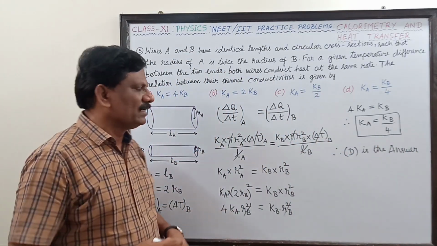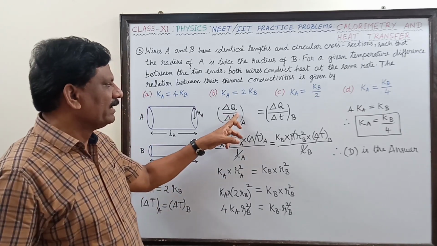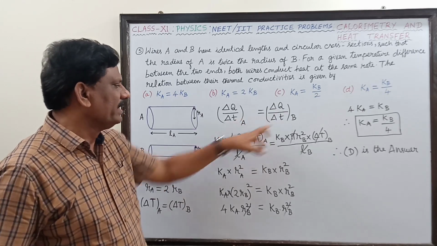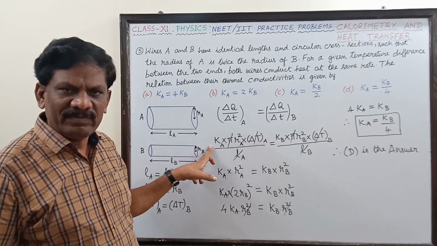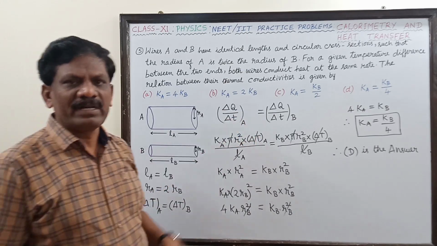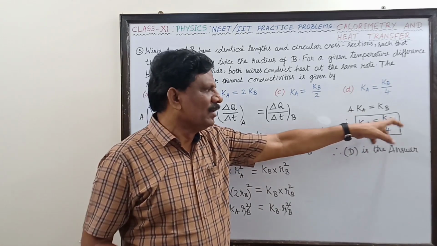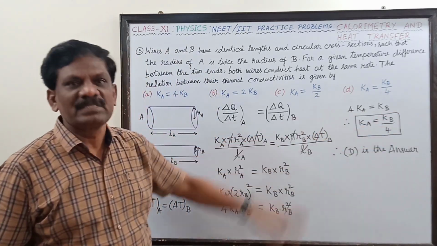So this is based on the definition of thermal conductivity. We write an expression for the rate of flow of heat in terms of the thermal conductivity, and equating that rate of flow for A to that of B, we have solved and got Ka is 1/4 of Kb. I hope you must have understood well. Fine.